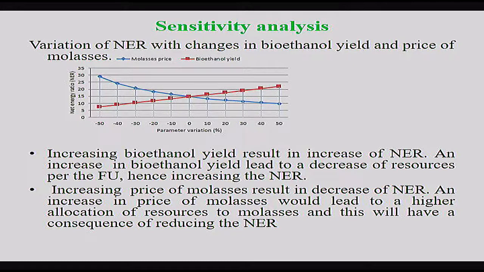Again, when you increase the price of molasses, this results in a decrease of the net energy ratio. An increase of the price of molasses will lead to a higher allocation of resources to molasses. And this will have the consequence of reducing the net energy ratio.